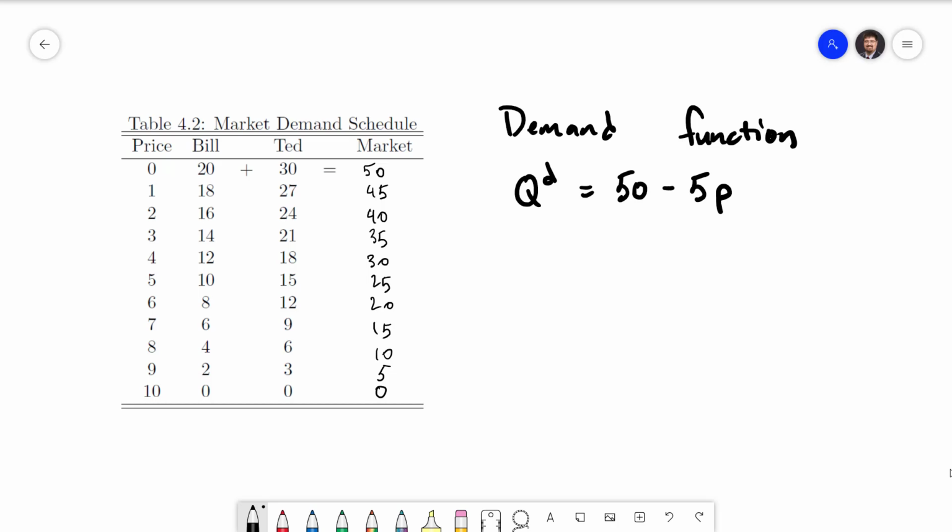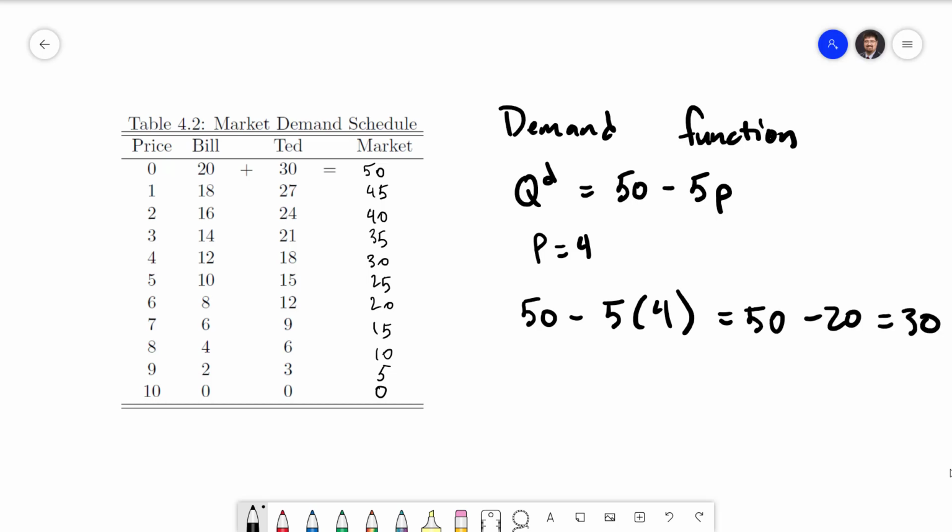P is the price. If we plug in some of the numbers, we can see how this works. For example, if the price is 4, we can plug the 4 in and get 50 minus 5 times 4. That's going to be 50 minus 20, which is 30. And you can see that 4 and 30 appear on the same line in the demand schedule.